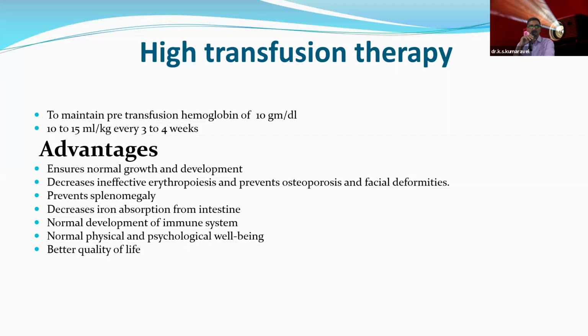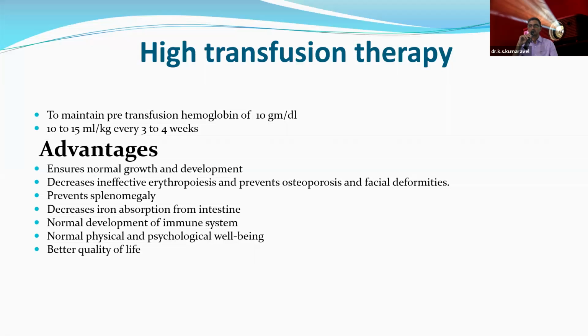Okay. Yes, sir. So in your hospital, what is the regimen followed? High transfusion regimen is being followed. Okay. So in our hospital, we prefer packed red cells in doses of 10 to 15 ml per kg every 3 to 4 weeks. We usually advise them to come once in 3 to 4 weeks.